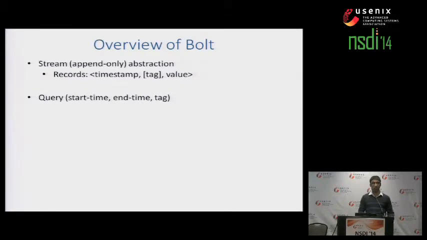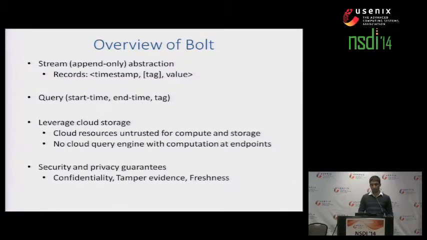And Bolt stores data on the cloud, but it does not trust the cloud. So the cloud cannot access the data. A reader application can detect if the data has been tampered with by the cloud, and it can detect if the cloud is returning stale data. It also does not require the cloud to have a query engine to do lookups or to perform computation. I'm going to present the rest of the design of Bolt in three parts. I'm going to talk about writes, I'm going to talk about how reads work, and then I'm going to talk about key distribution.